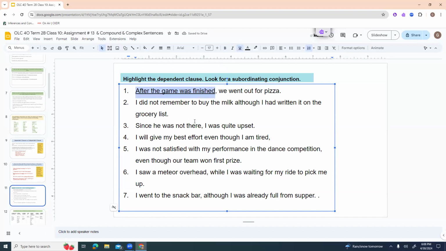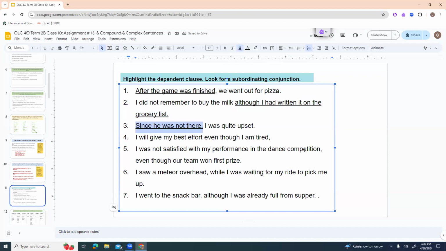I did not remember to buy the milk, although I had written it on the grocery list. Now there's no comma here because the subordinating conjunction comes second. And when it does that, it just kind of works naturally with it, so you don't need the comma there. Since he was not there, I was quite upset. And again, you've got your comma there, which is a big hint. Probably the subordinating conjunction is in the front if there is a comma there.